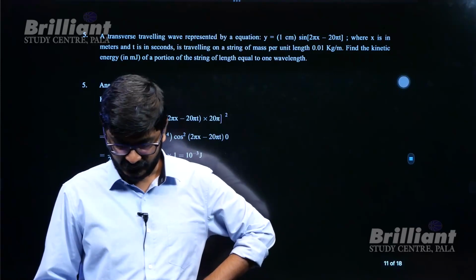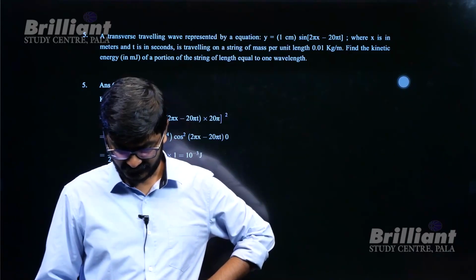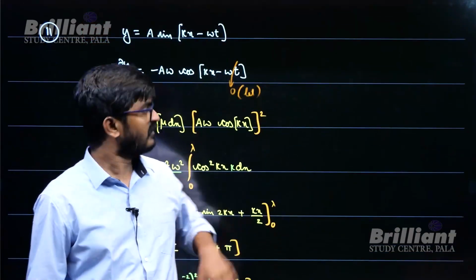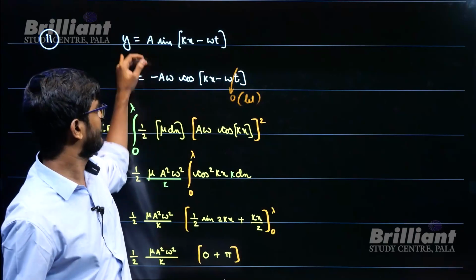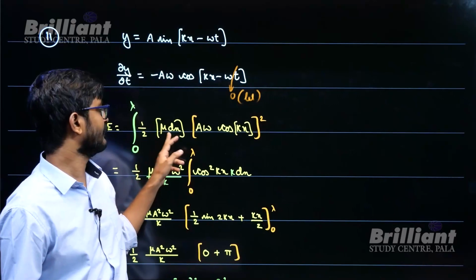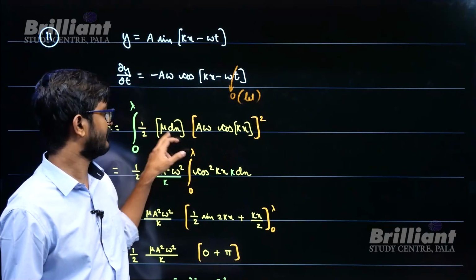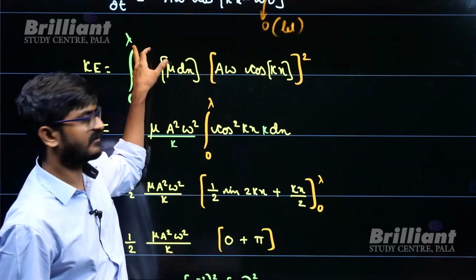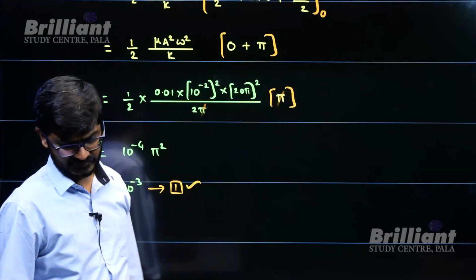A transverse traveling wave is represented by the equation. Find the kinetic energy of a portion of the string of length equal to 1 wavelength. So, if you need to find the velocity of the particle, it will be dou y by dou t. This is the velocity of the particle. So kinetic energy of any element will be given by half into mass of that element, which is mass per unit length into length of the element, into velocity square, half mv square. Now I need to integrate from 0 to lambda, that's what they asked. So you can do the integration and you will be getting the required answer.